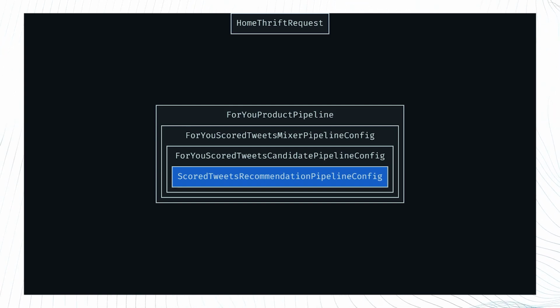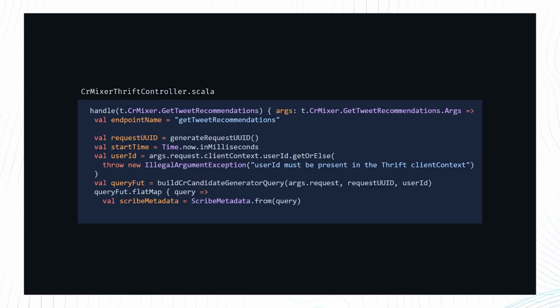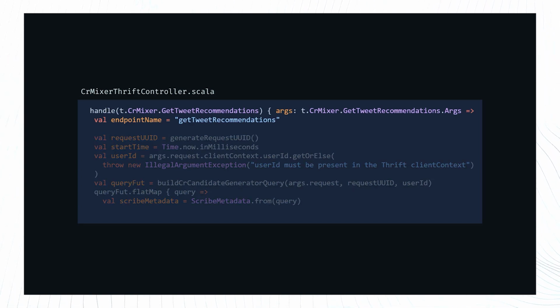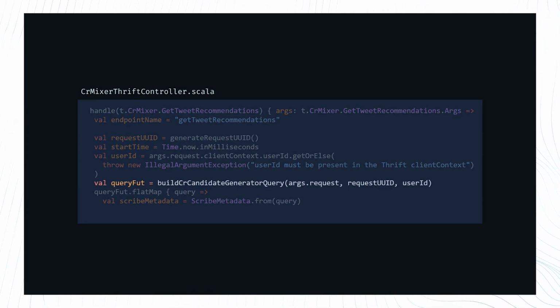This fans out to 4 more pipelines. This also brings us back to that request query feature hydrator type from before. Home Mixer makes a call out to CR Mixer, which is where out-of-network tweets are sourced. Over in CR Mixer, we can see that there's a handler for get tweet recommendations, which is what Home Mixer calls. Following the request, it gets passed to build CR candidate generator query.